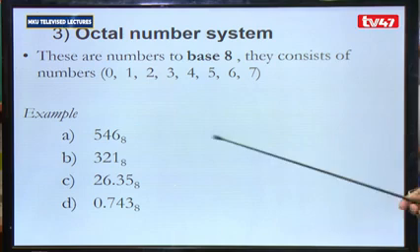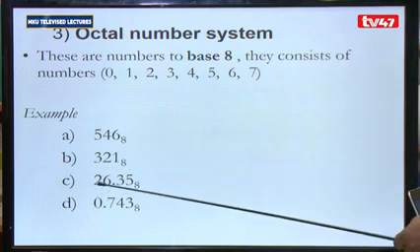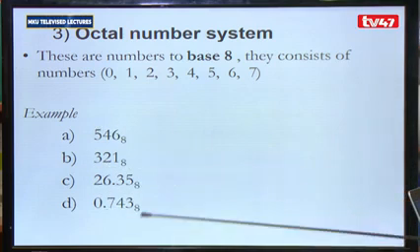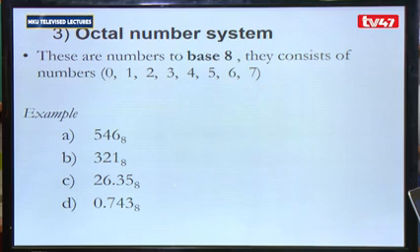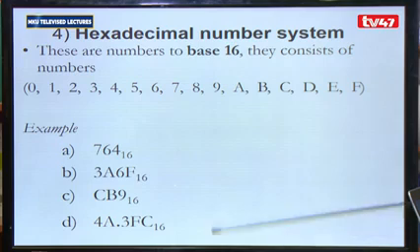So it can, again, be a whole number, or it can be a fractional number, a number with a decimal point, like 0.743 base 8, or it can be a whole number without a fractional part. And then lastly, we have hexadecimal numbers. These are numbers to base 16.